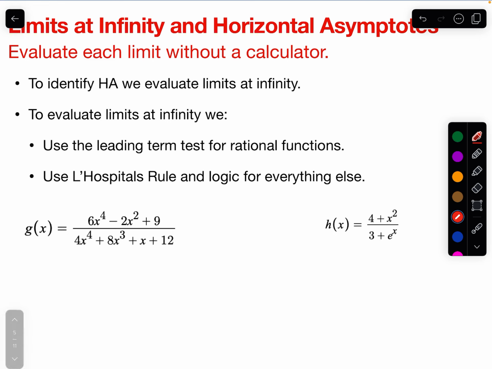Now, one connection between limits and the behavior of functions is this concept of limits at infinity and how that helps us to identify horizontal asymptotes. In fact, that's exactly how we identify horizontal asymptotes. We identify the value of the limit at infinity of the given function in question. Now, in order to evaluate limits at infinity, we can use the leading term test for rational functions. We could use L'Hopital's rule and logic for everything else.